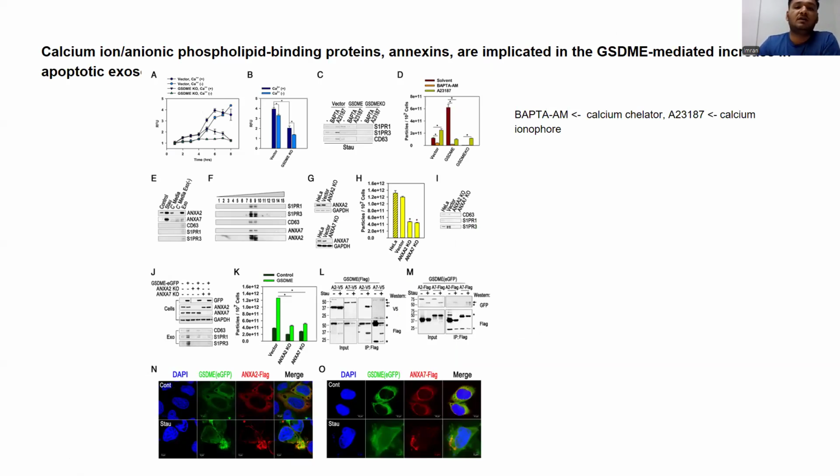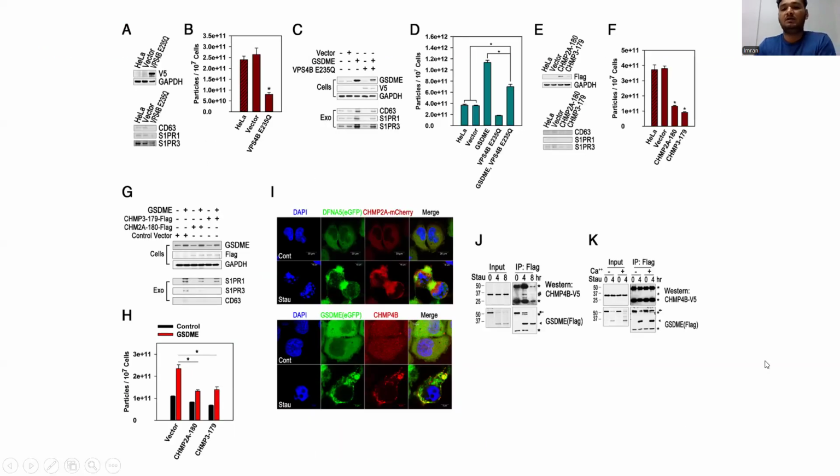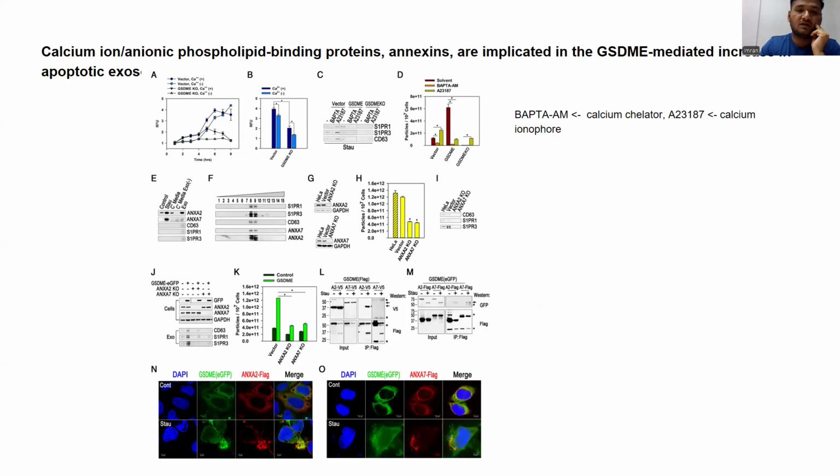To explain one thing here, the binding of DFNA5 and CHMP4B is calcium dependent. In calcium enhancing conditions, the binding is greater as compared to the calcium reduced environment. To further confirm that, two drugs named BAPTA-AM and A23187 were used. BAPTA-AM is a calcium chelator and A23187 is a calcium ionophore.